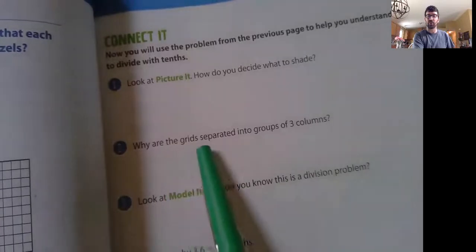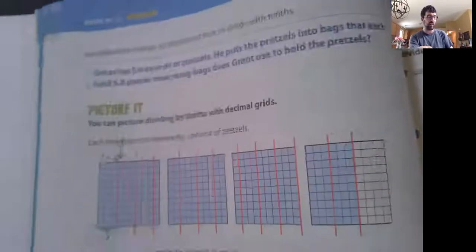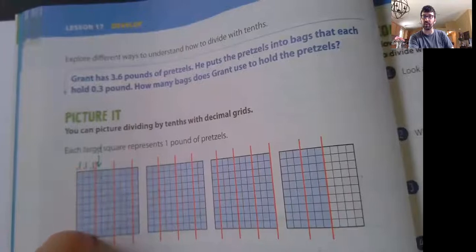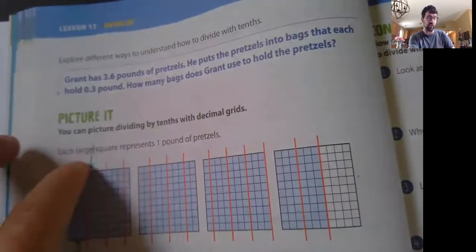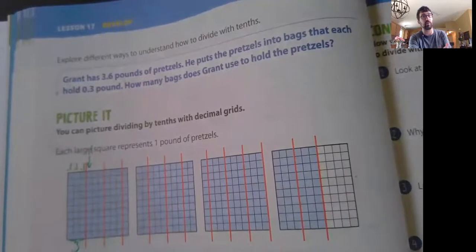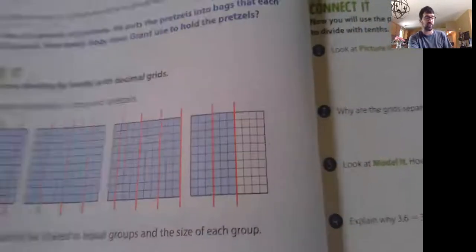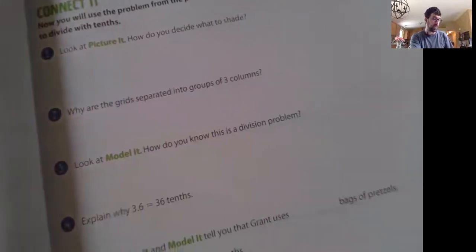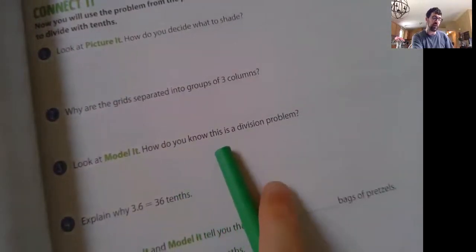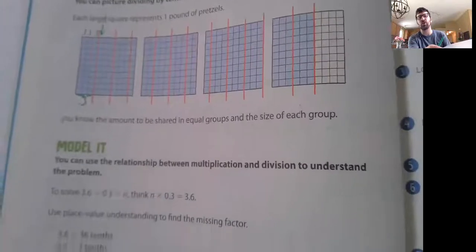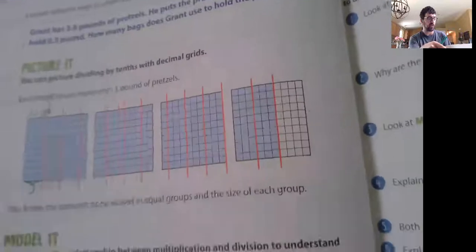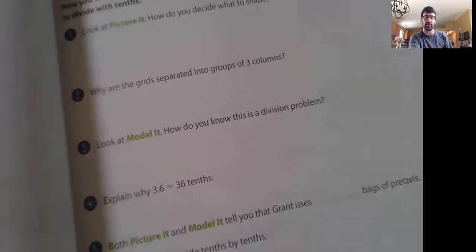Okay, why are the grids separated into 3 columns? Well, each column is worth 1/10 each, and I want 3/10. So 3 columns equal 3/10. So you need to write your answer, reflect on that, showing your understanding of it. Okay. And then model it. How did you know this was a division problem? Well, again, thinking about how this is worded, obviously don't just write it because the book shows it. Think about this because the idea is that we're dividing these into bags, right? So for the model, we know this is a division problem because of that.